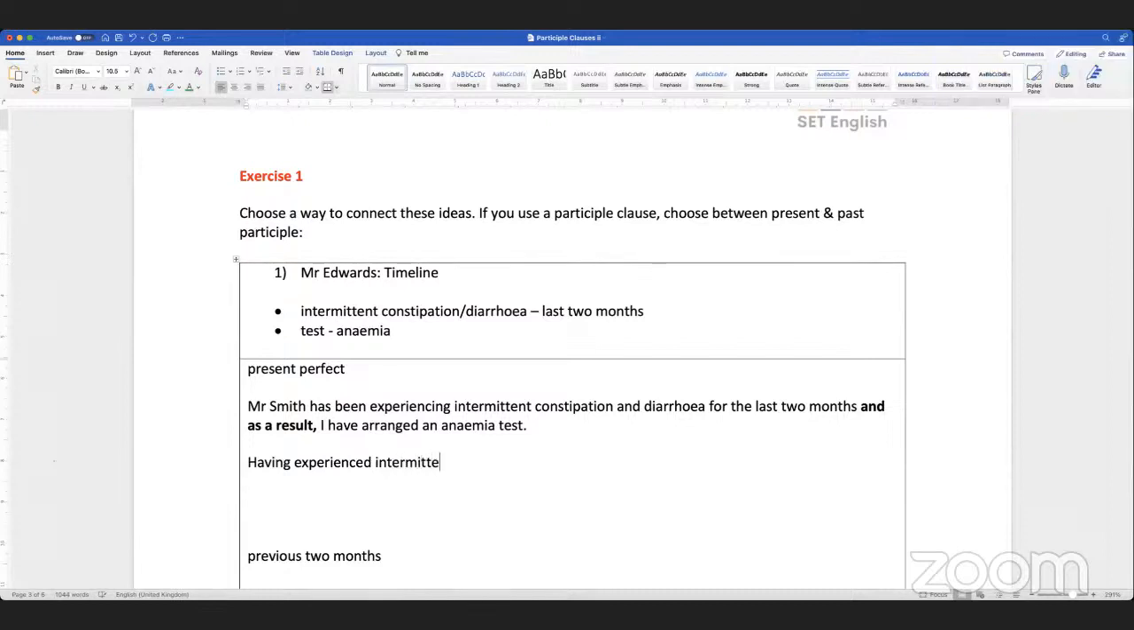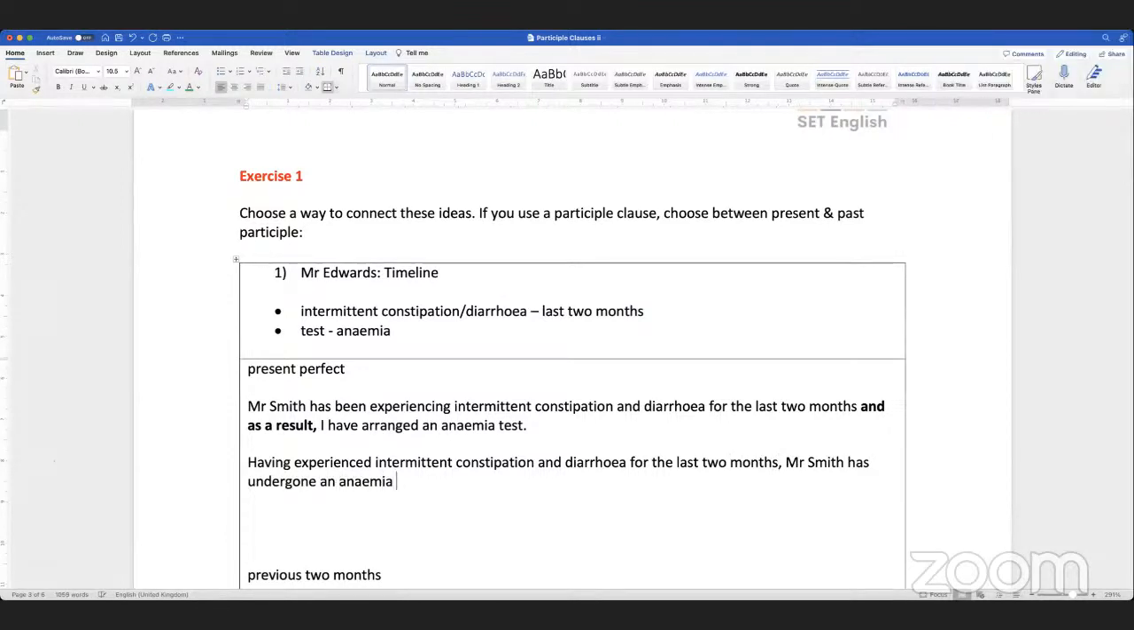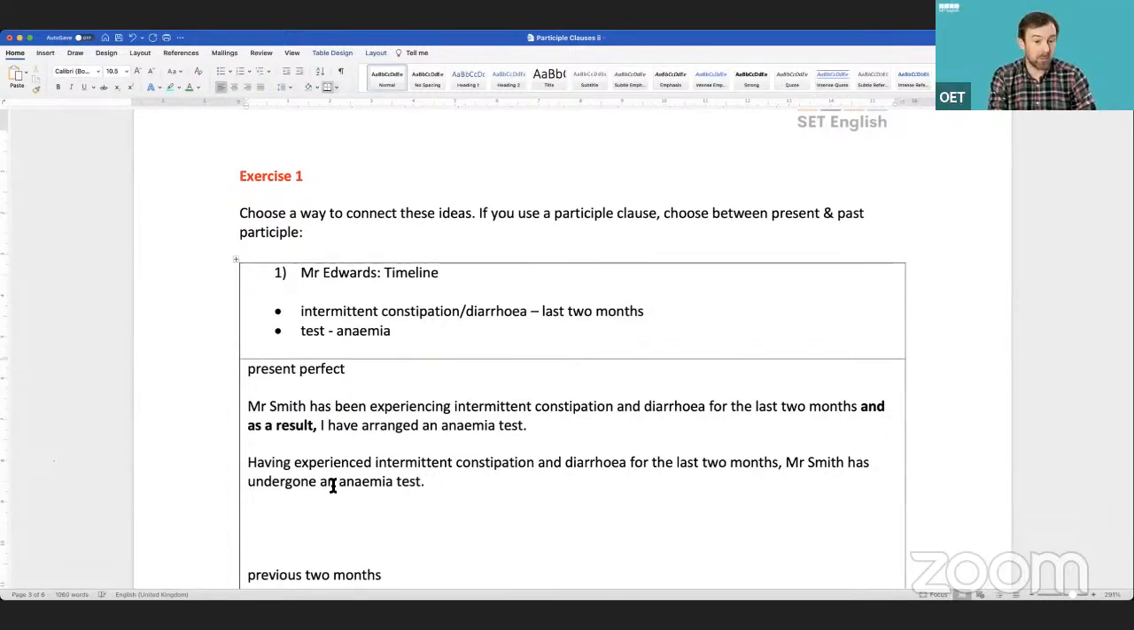intermittent constipation and diarrhea for the last 2 months, Mr. Smith has undergone an anemia test. Or requires. Yeah, we could put requires, so it doesn't have to be present perfect here, it could be present simple.